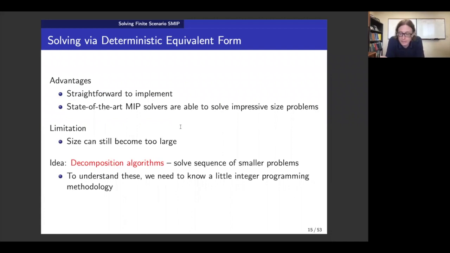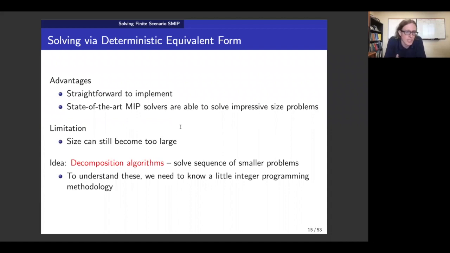The other advantage is that this directly takes advantage of the fact that MIP solvers are getting better and better and being able to solve really impressive size problems. So if you're doing stochastic integer programming, you should never discount this option. Just write the deterministic equivalent form down and give it to a big solver. These days, it's more and more likely it will just work, and certainly it's the easiest thing to do.